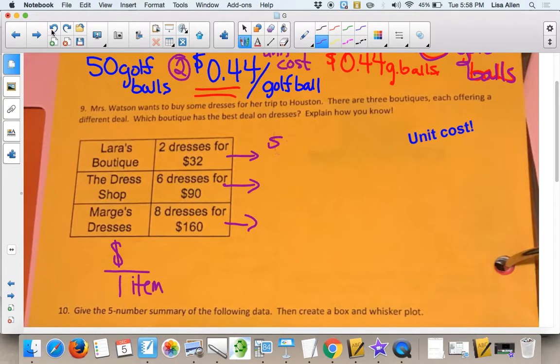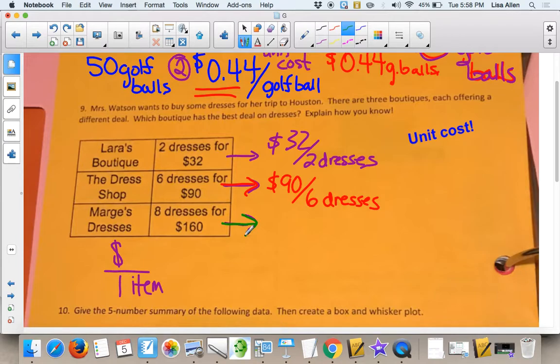I'll write this so I can fit this in here. $32 for 2 dresses. And for the next one, I'll put it in red, 6 dresses for $90, so I'm thinking $90. And these are all division problems, $90 for 6 dresses. And then the last one, I'm putting green, I have $160, that's a lot of money, for 8 dresses. And then we're just going to divide by 8 dresses.